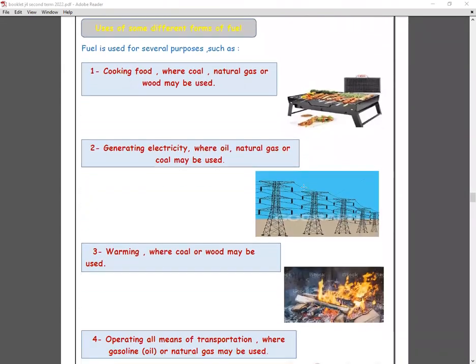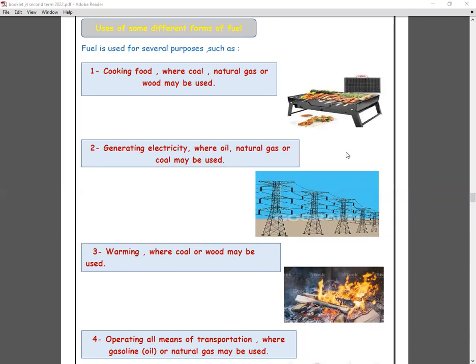Now, let's make a small summary of the most important uses of fuels. We have a lot of different forms of fuels, and each form has its own uses. But now we will concentrate on the most important uses with the most common forms of fuel. Number one, cooking food. We can cook food by using coal, natural gas, or wood. Number two, generating electricity. We can generate electricity by using more than one form of fuel. The more common one, which we studied before, is coal, but now we can add oil and natural gas. We can use both of them to produce electricity in electric power stations.